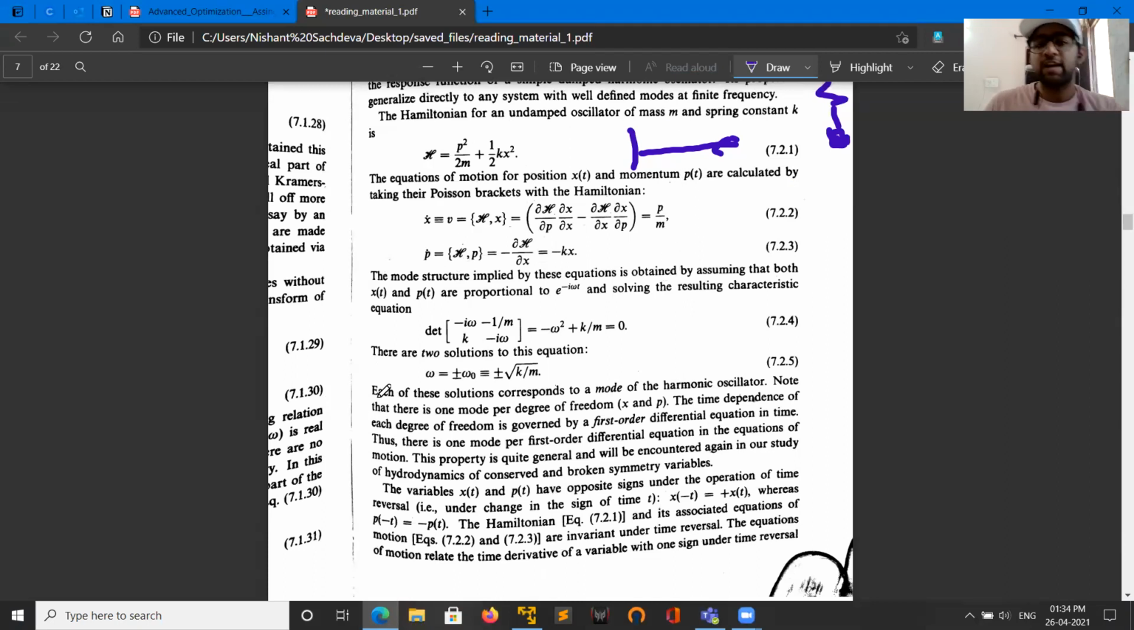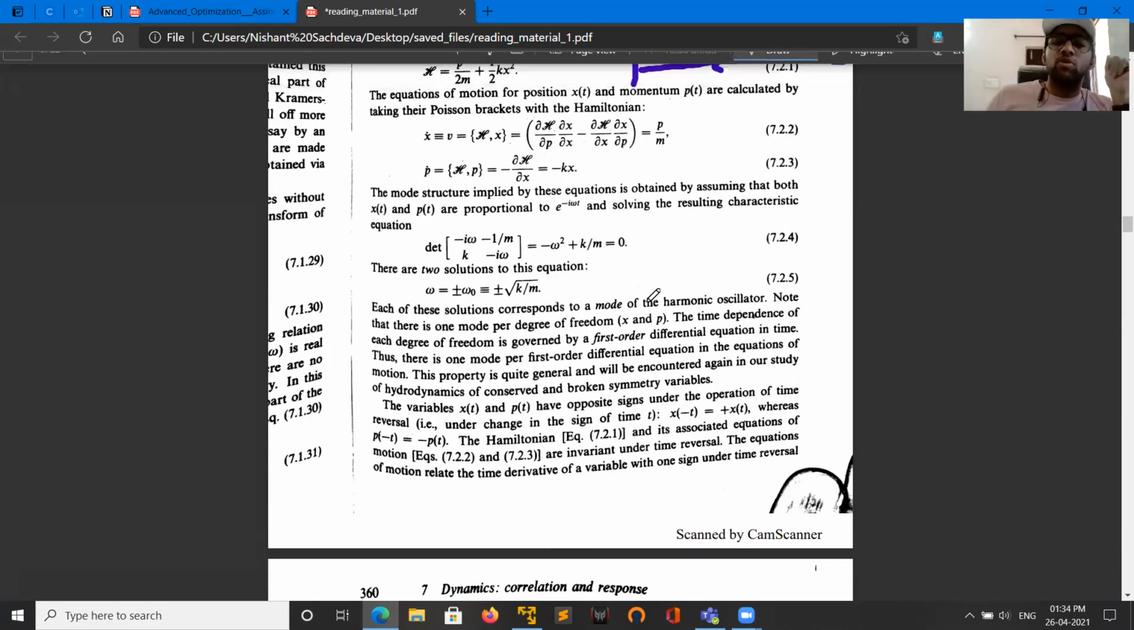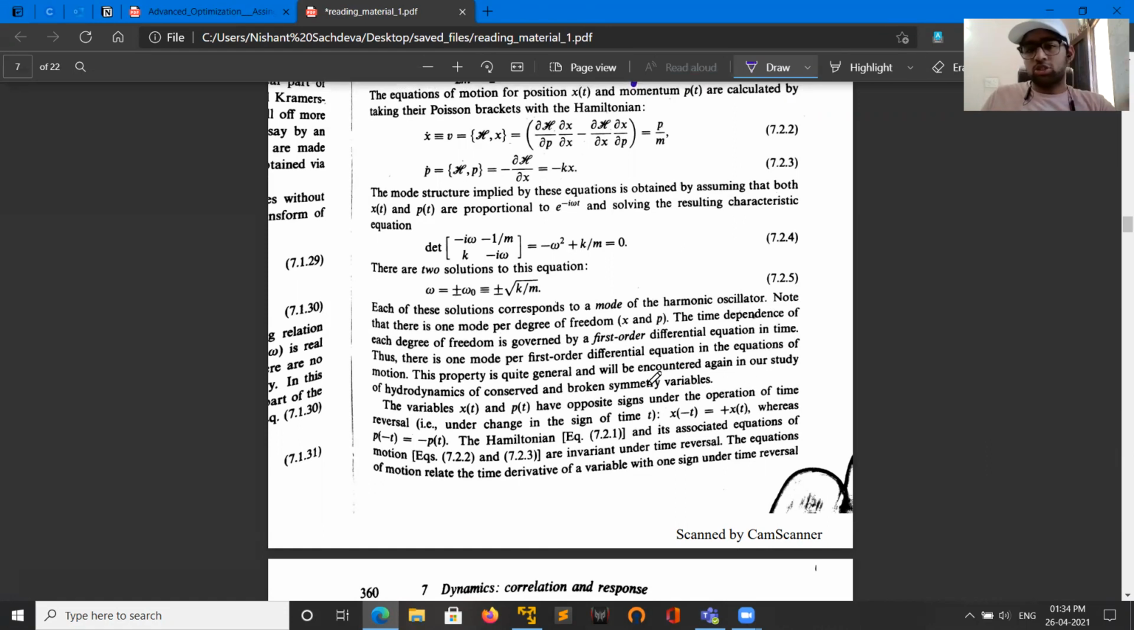So basically the determinant of this matrix comes out to be minus omega squared plus k by m, which we equate to 0. This results in two solutions, which are plus minus root k by m. Those will be the frequencies for our mode structure. Each of these solutions corresponds to a mode of the harmonic oscillator, which makes sense. Note that there is one mode per degree of freedom. So x and p, two degrees of freedom, one mode per degree of freedom, so two in total.